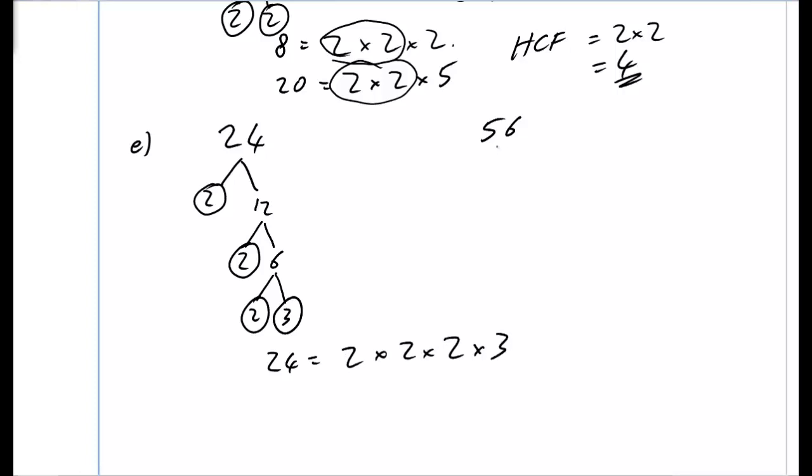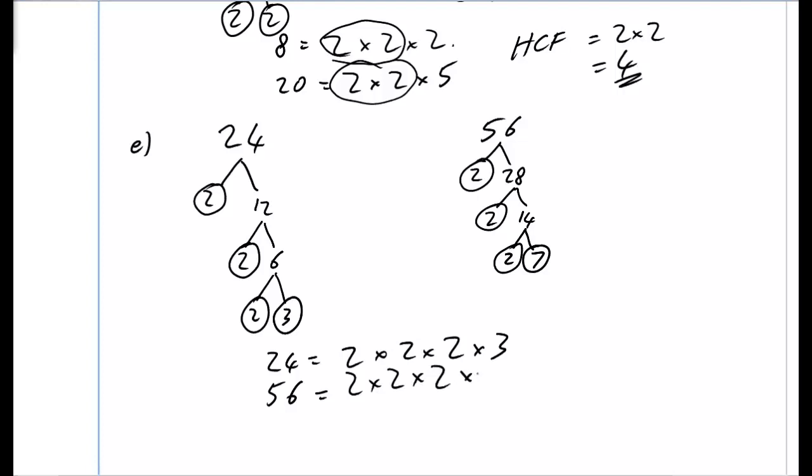Now let's do the same for 56. 56 is 2 times 28. 28 is 2 times 14. 14 is 2 times 7. Now 7's a prime number, so the prime factors of 56 will equal, going down these circles, 2 times 2 times 2 times 7.